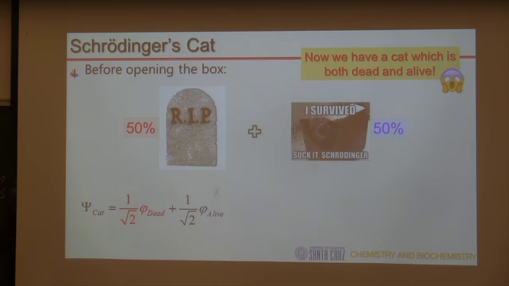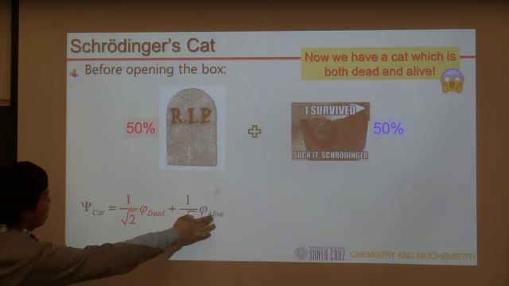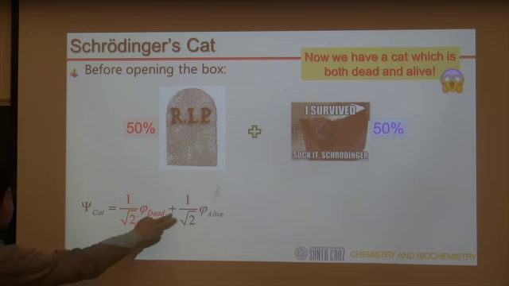So we say the cat is now in a superposition composed of two states. One is the dead state, and another one is the alive state. And the probability of finding the cat in each state is actually the same, which equals 1 over 2.